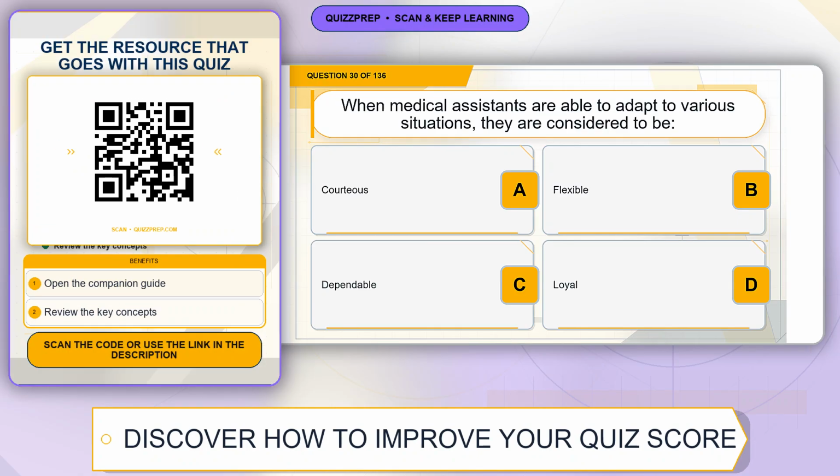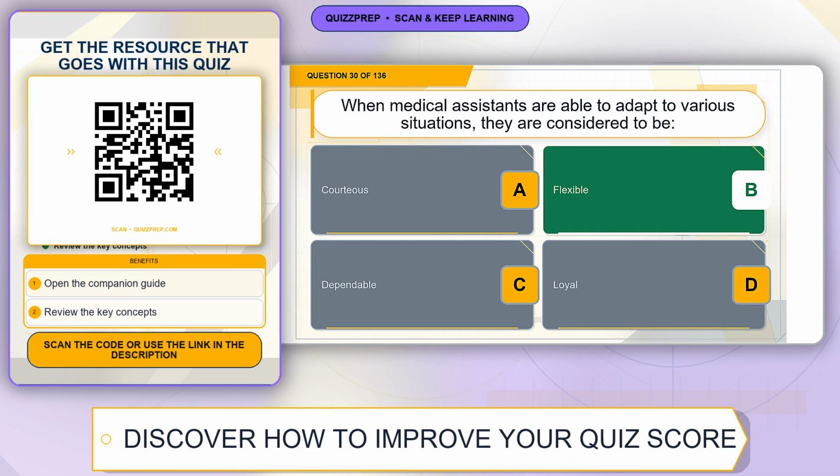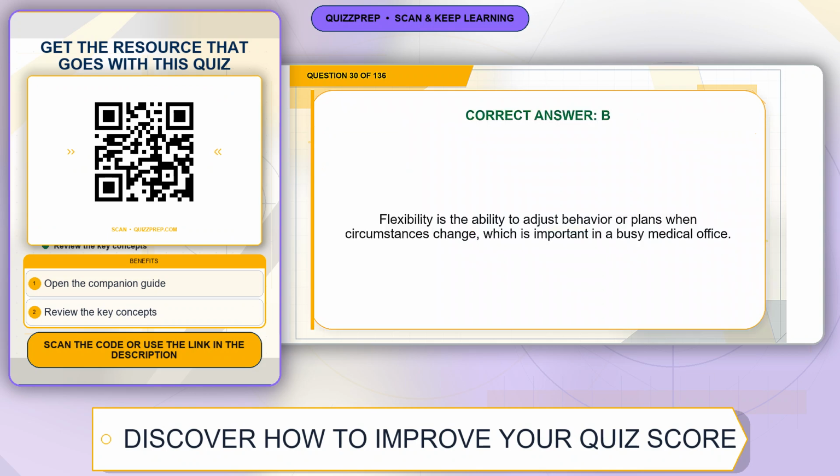Question 30. When medical assistants are able to adapt to various situations, they are considered to be option A, courteous. Option B, flexible. Option C, dependable. Option D, loyal. The correct answer is option B, flexible. Explanation. Flexibility is the ability to adjust behavior or plans when circumstances change, which is important in a busy medical office.